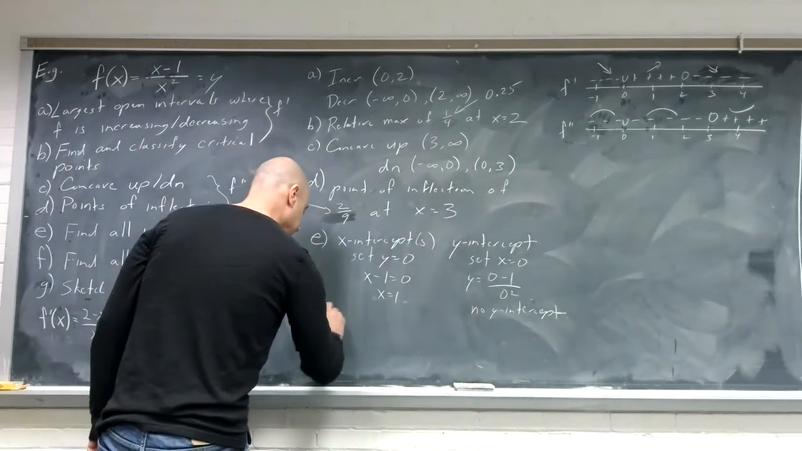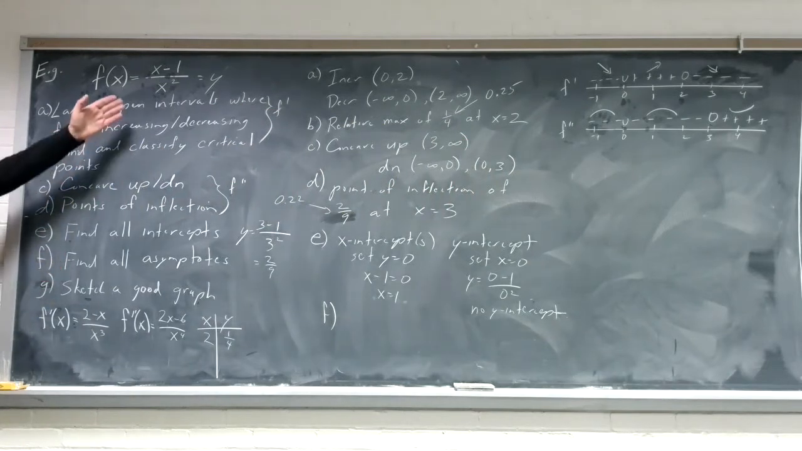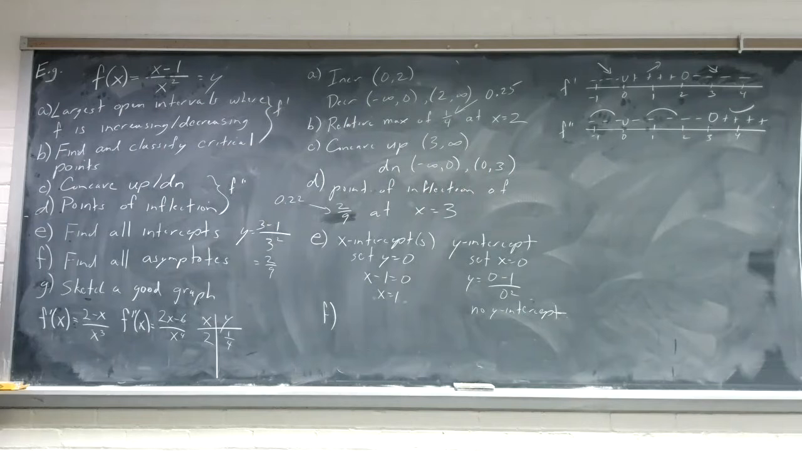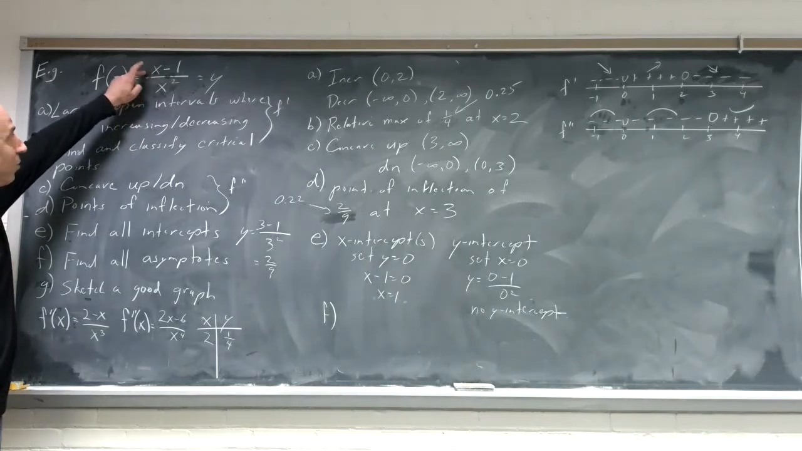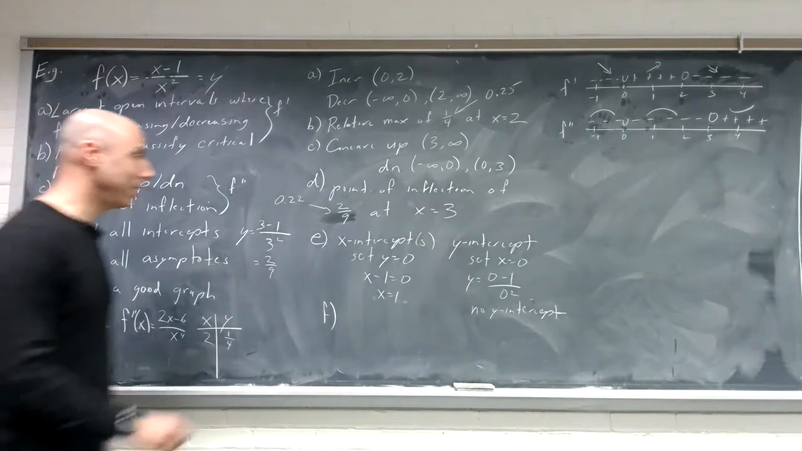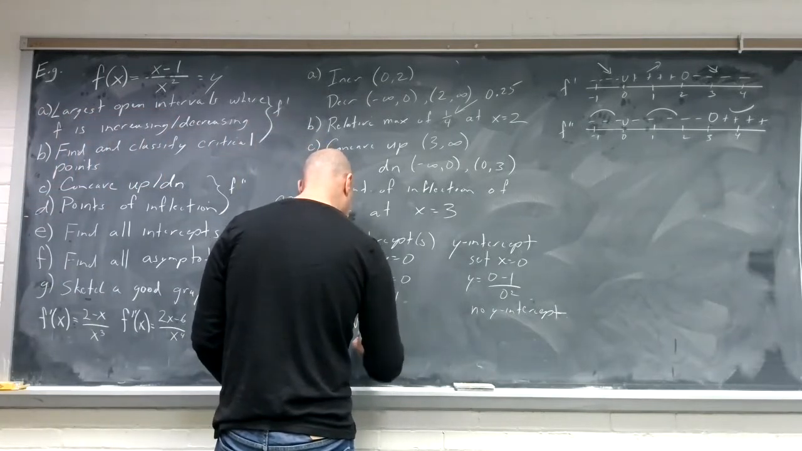And in F, find all asymptotes. So vertical asymptotes, we know if we have a rational function, we have a vertical asymptote every time the denominator equals 0 and the numerator doesn't. So the bottom equals 0 at x equals 0, and the top doesn't equal 0 there. Top equals minus 1 if we plug in x equals 0. So we have a vertical asymptote at x equals 0. So that's where the bottom equals 0.